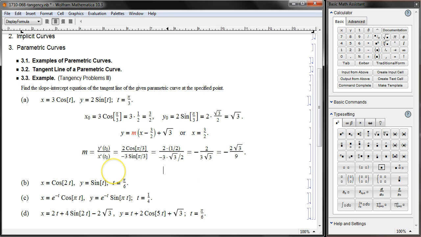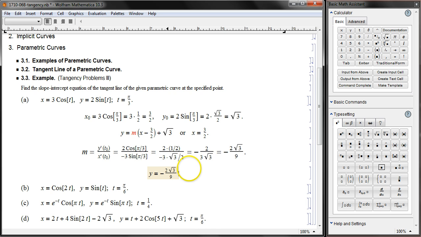So what do we have as the final answer? y equals this quantity we just calculated, times x minus 3/2, plus square root of 3. And there goes the tangent line.